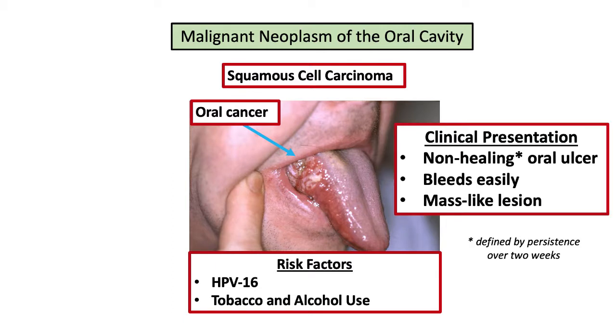In terms of presentation, an oral ulcer that does not heal, bleeds easily, or persists for over 2 weeks should raise the suspicion of a malignant neoplasm. Similarly, an unexplained mass will require further investigation, including biopsy.